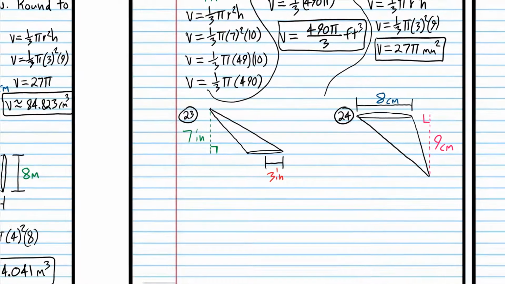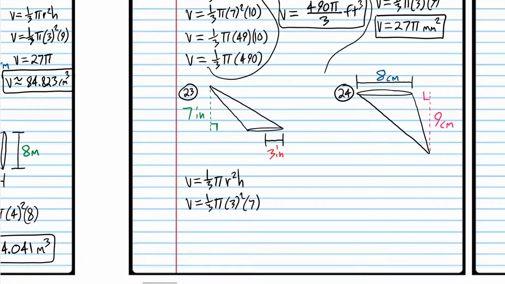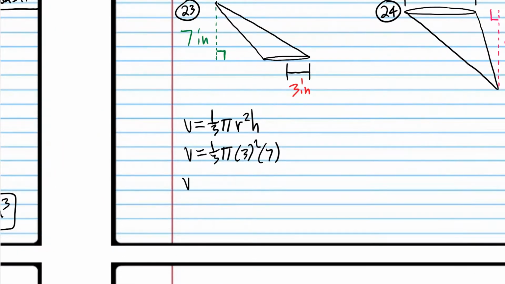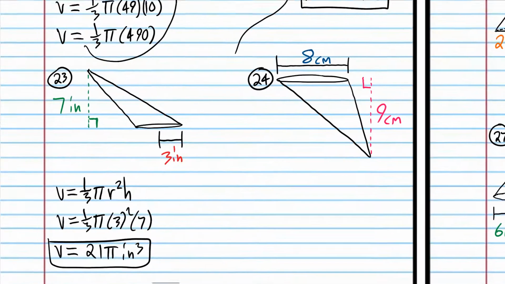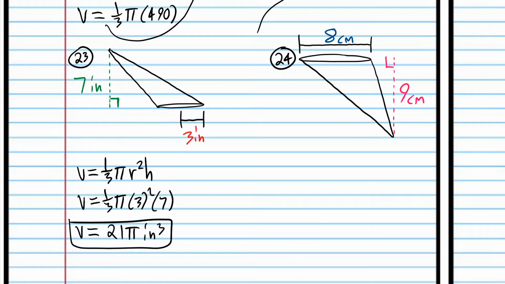All right, we're back. Volume is equal to 1/3 pi r squared h. And we have 3 squared times 7. And it looks like we're going to simplify to 21 pi cubic inches. So if you got that answer, good job. Go ahead and try number 24, and when you come back, we'll do it together.